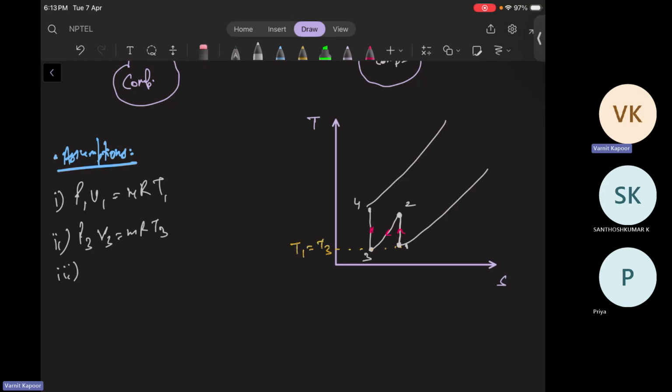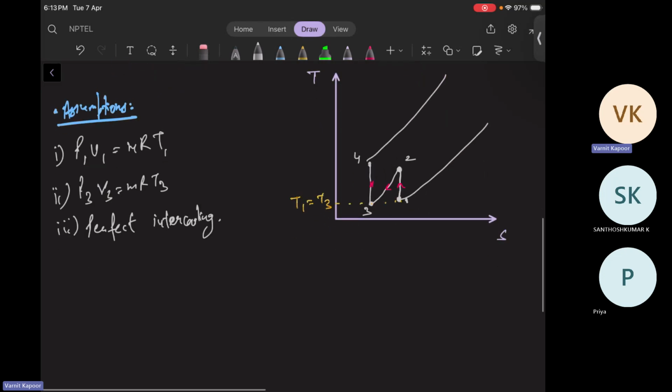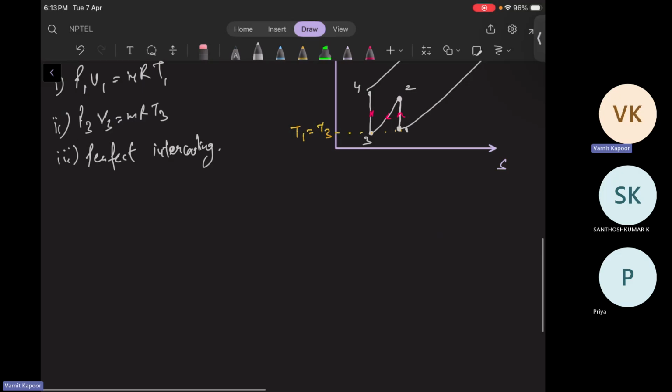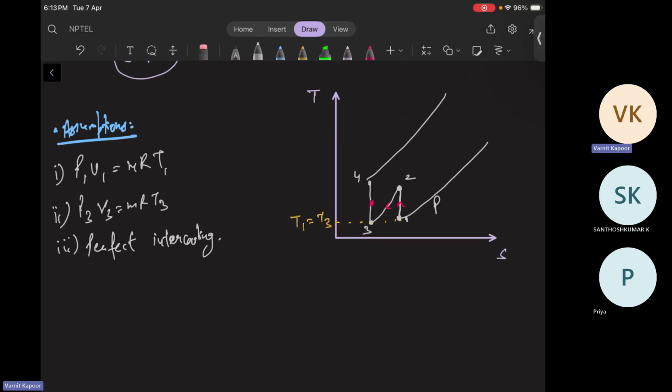That is perfect intercooling. We have derived these conditions, if you remember, in the previous tutorial, how perfect intercooling is achieved. So these are the assumptions which we are taking. We can also now say that P1 is the lowest pressure, P2 and P3 are the intermediate pressures, P2 is equal to P3 is equal to P intermediate, and P4 is again the highest pressure, that is P high.